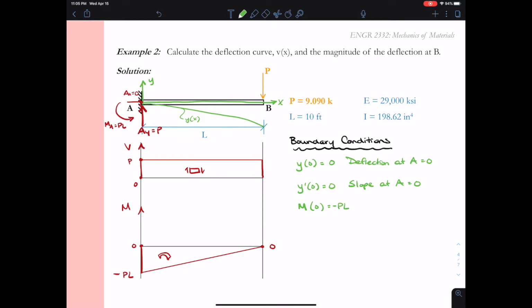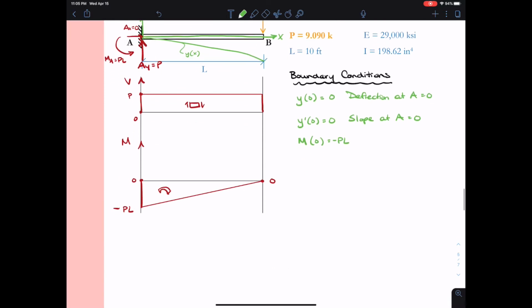Now the moment at L, well, it has a value. From our moment diagram, we see that it's negative PL. Or if you don't like to use a value, you could use M of L equals 0. Both of these would work. These will help us solve for our constants of integration. We can also get some values off our shear diagram. The shear diagram is P at all locations. So V of 0 equals P, V of L equals P, V of L over 2 equals P. Everywhere it is just the force P.